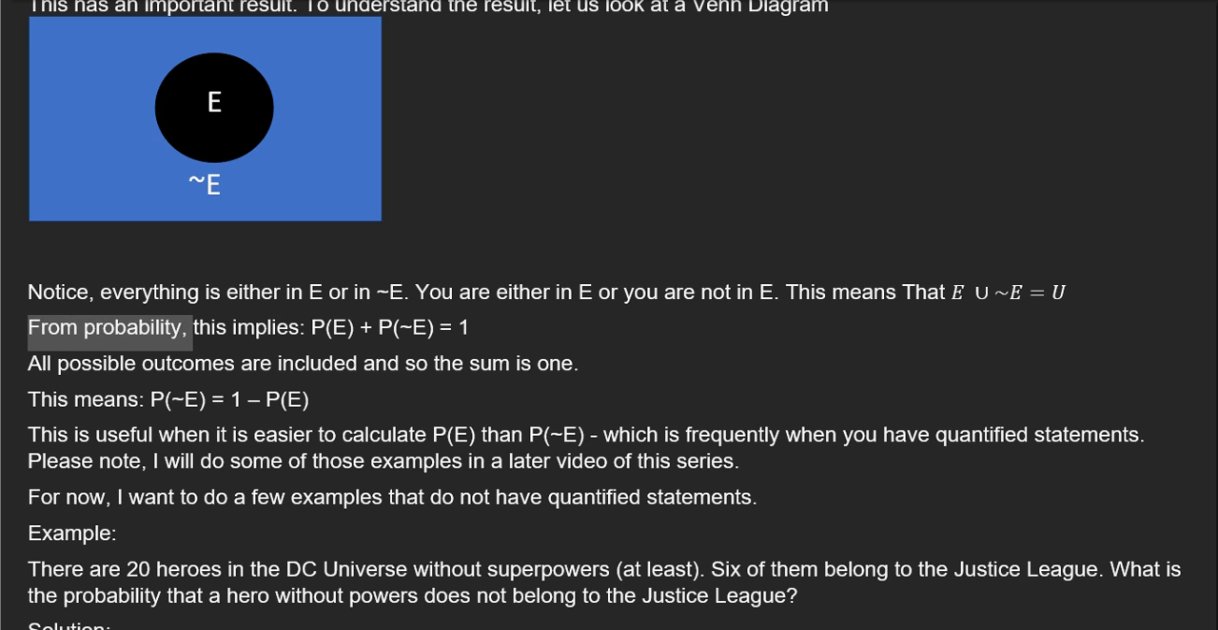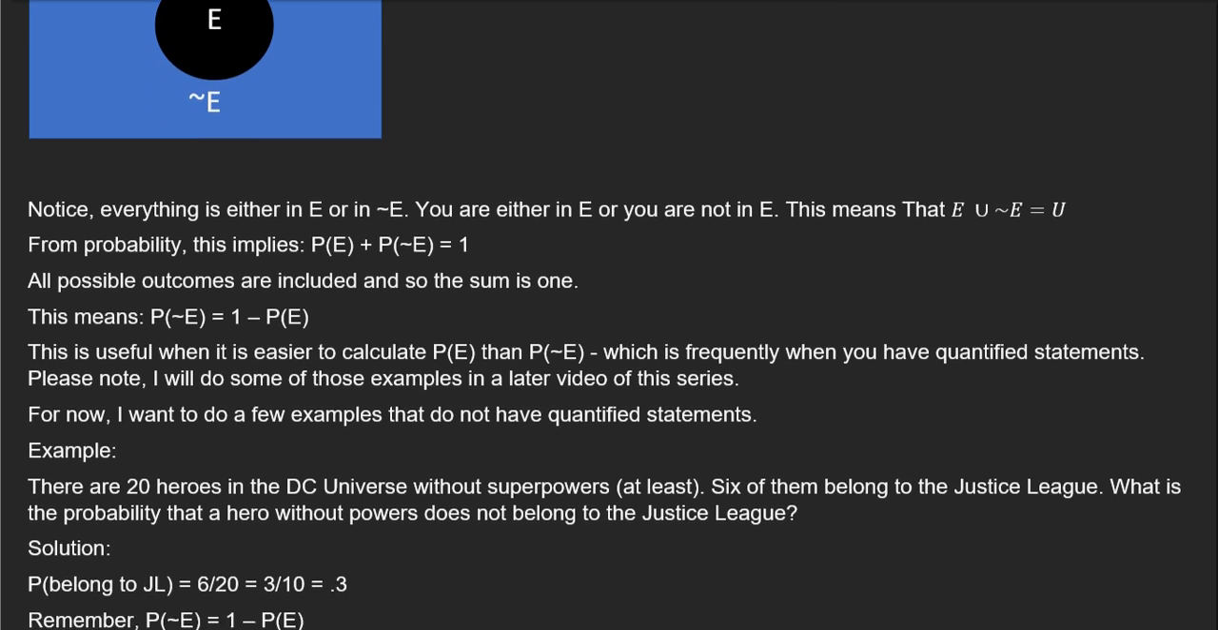So from probability, this implies that the probability of E plus the probability of not E equals 1. Remember, if something must happen, it's 1. And because it's either E or not E, it must happen. It's the entire universal set, everything under consideration, and so it has to be equal to 1. This means, by a little algebra, that the probability of not E is equal to 1 minus the probability of E.